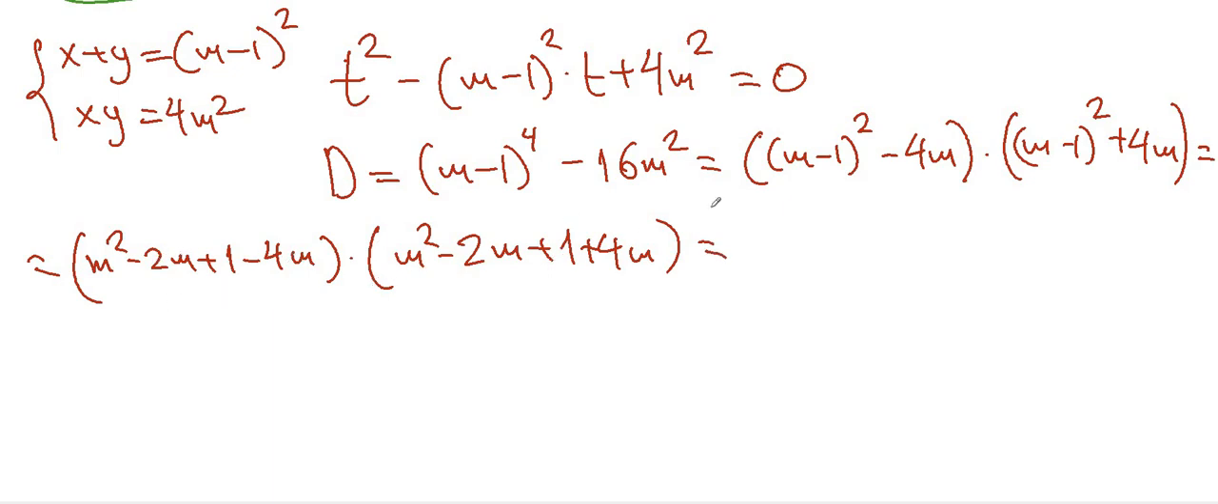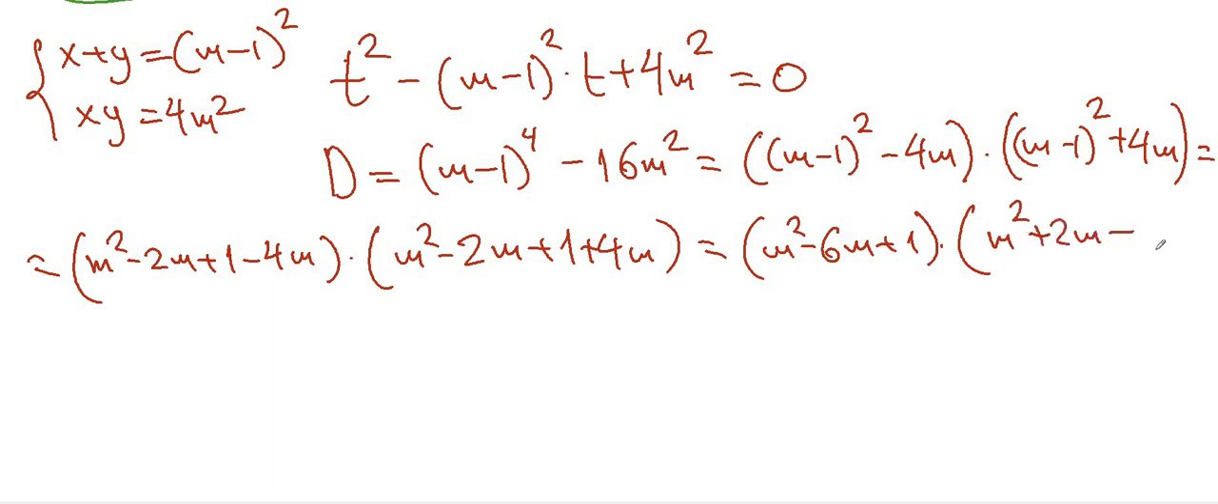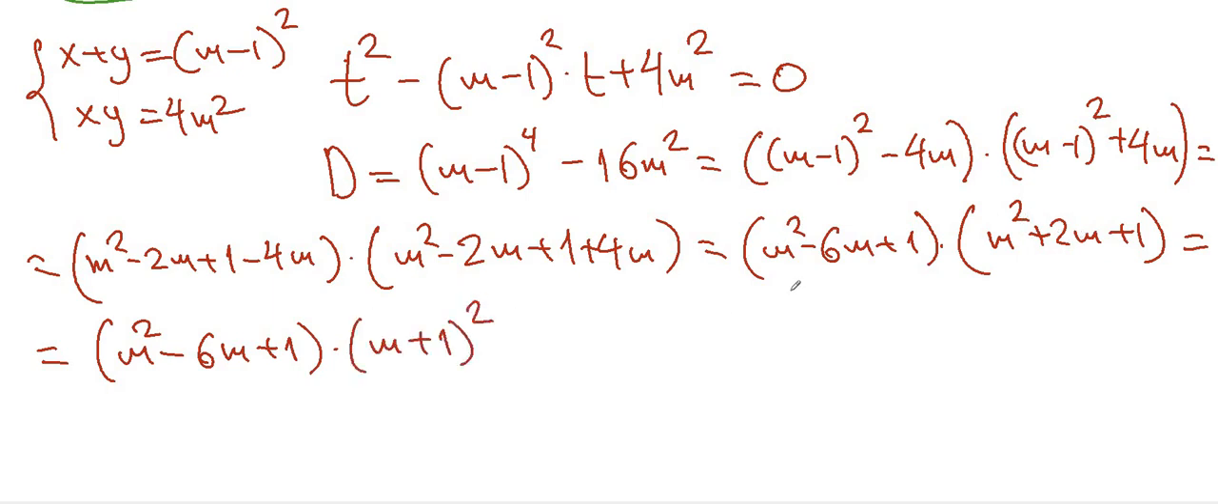So here −2m − 4m gives us simply m² − 6m + 1, and times, from the second bracket I will get m² + 2m + 1. And again this one is equal to m² − 6m + 1 times, we see that this one is a perfect square, so therefore (m + 1)².